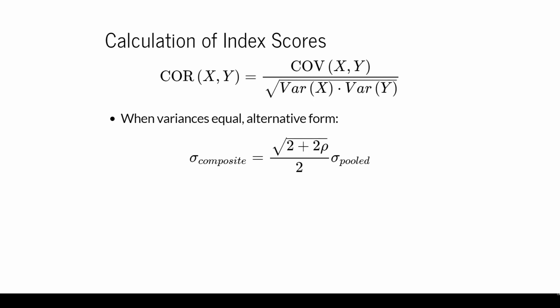So we have the same standard deviation. We can see that the only difference between the standard deviation of one subtest, what we're calling standard deviation pooled, and the composite is this square root of 2 plus 2 times the correlation over 2. And again, at best, we could hope for a correlation of 1. That would be 2 plus 2, 4, square root over 2 would break down to 1. So at most, if we have a correlation of 1, the standard deviation of 1 subtest would equal the standard deviation of the composite.